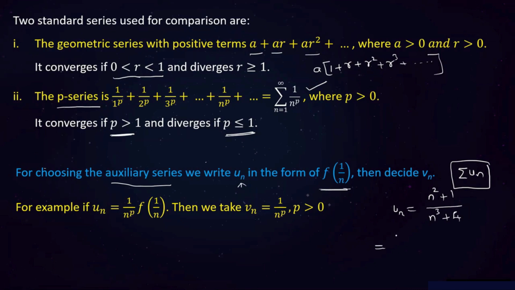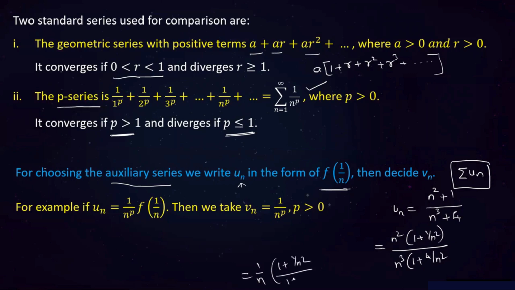So when you take this, what happens, you see, if you take n square common from the numerator, we'll get it as 1 plus 1 by n square. And in the denominator, if you take the highest degree term, it is n cube. So that we'll get it as 1 plus 4 by n cube. So you can cancel one n square here, you see. So that we'll get it as 1 by n into 1 plus 1 by n square divided by 1 plus 4 by n square.